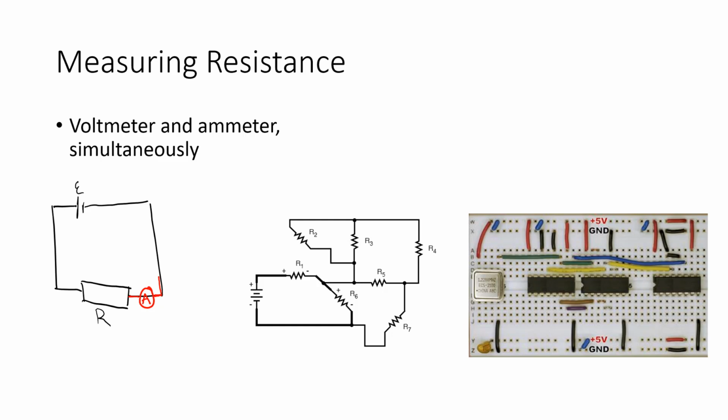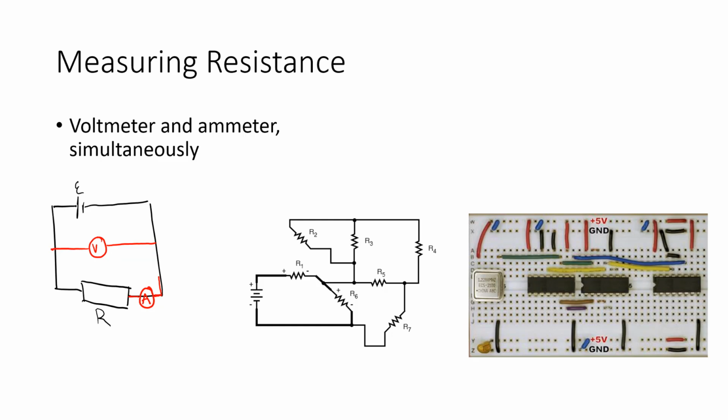That's in series. And we need a voltmeter in parallel. So I'm just going to stick a voltmeter here. It is in parallel with my resistor. The ammeter shouldn't affect the voltage drop across the resistor, ideally, because it has such a low resistance.